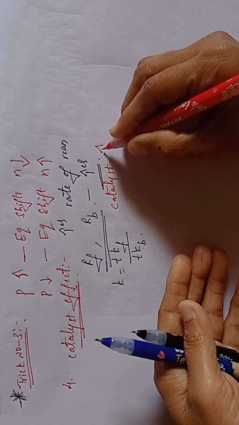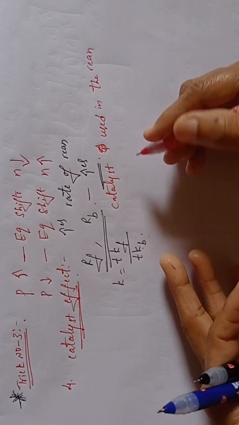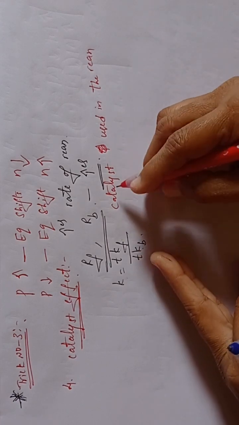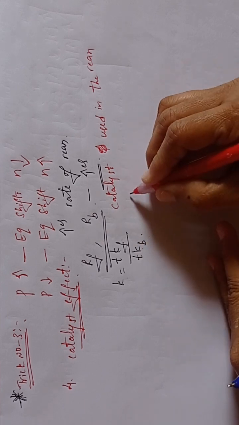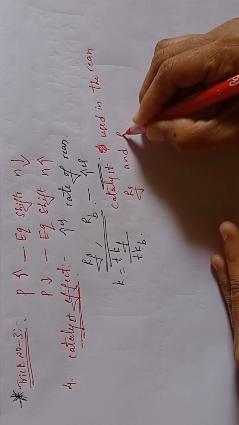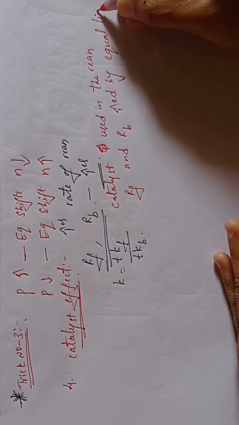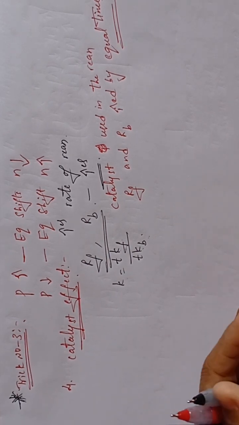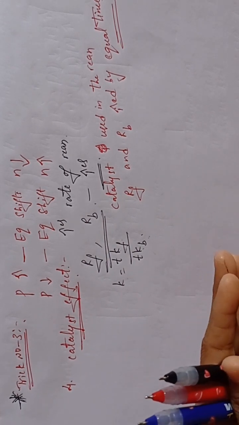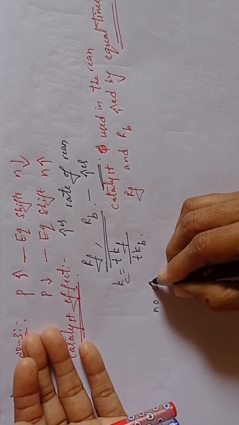Whenever a catalyst is used in the reaction, what happens, students? The rate of the forward reaction and the backward reaction are both increased by equal times. Clear? That is the catalyst effect. That means when a catalyst is used, there is no change in the equilibrium constant.